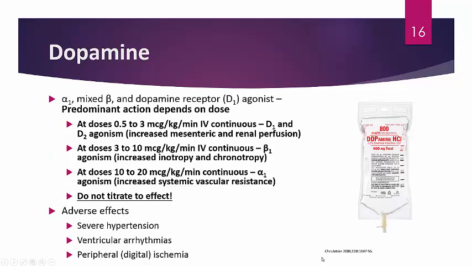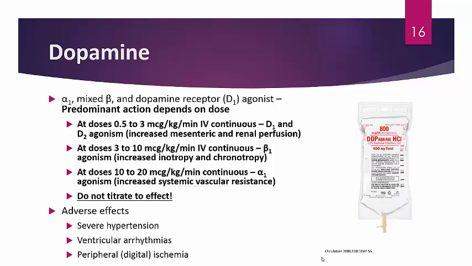Dopamine is the next agent that we'll talk about. Dopamine is probably the most complicated of the vasopressor agents in that it actually can act on alpha-1, both of the beta receptors, as well as a dopamine receptor. And the action actually depends on the dose that you will infuse into a patient.